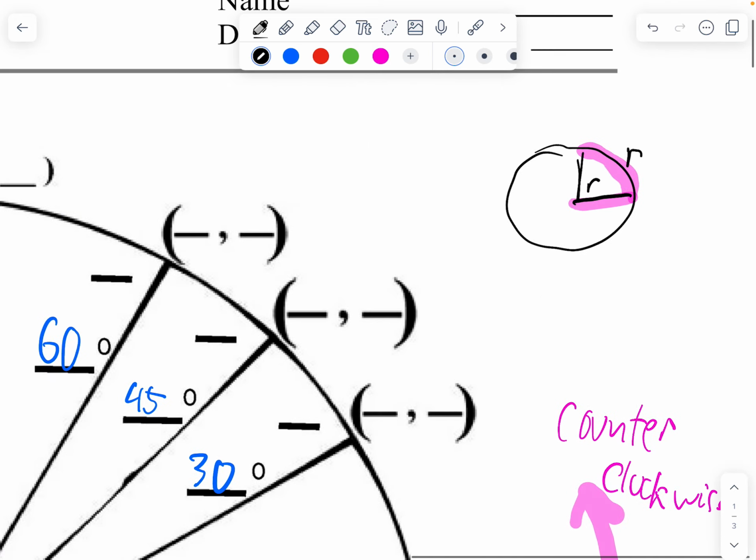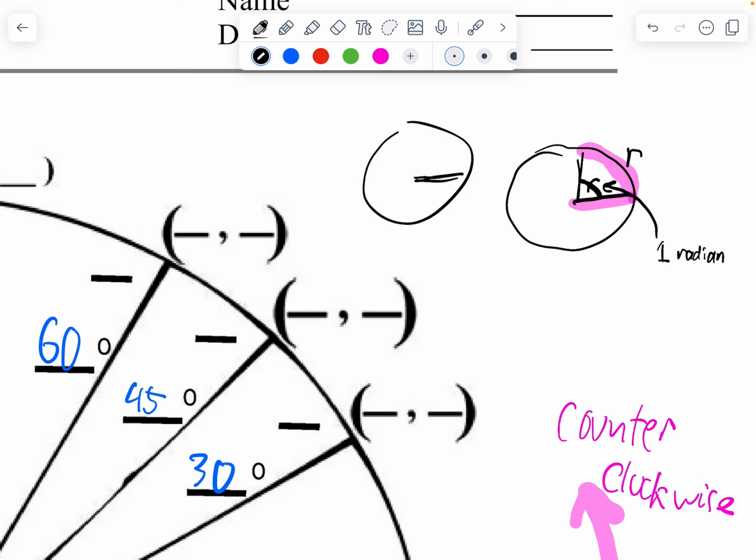So let me zoom in here. And we make an angle out of it right here. That angle is 1 radian. Very clever name, right? Because you use the radius to create an angle. So that's 1 radian. So the question is, well, we know in a circle, if we go from the start and rotate all the way around, we know that is 360 degrees, right? Well, our question is how many radians is the same thing as 360 degrees?